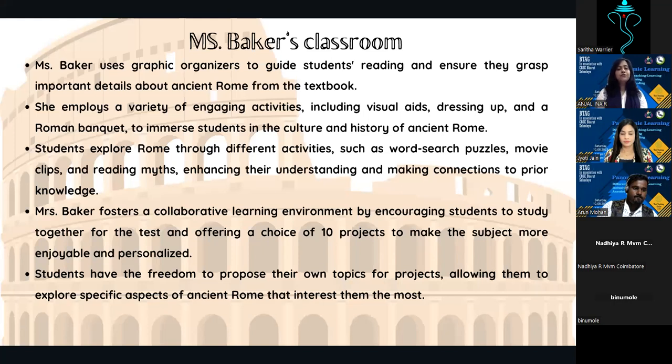Now, Miss Baker also fosters a collaborative learning environment by encouraging students to study together for the test and offering a choice of 10 projects to make the subject more enjoyable and personalized. Students have the freedom to propose their own topics for projects, allowing them to explore specific aspects of ancient Rome that interest them the most. This is Miss Baker's classroom.